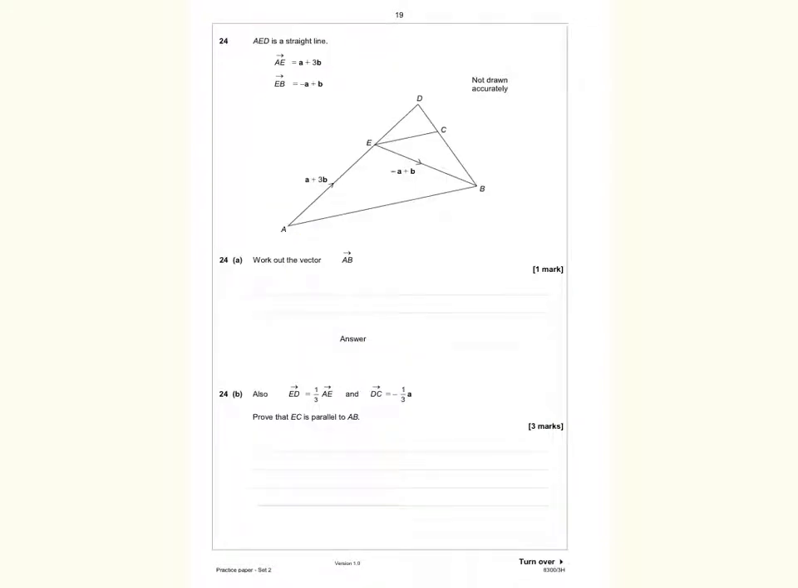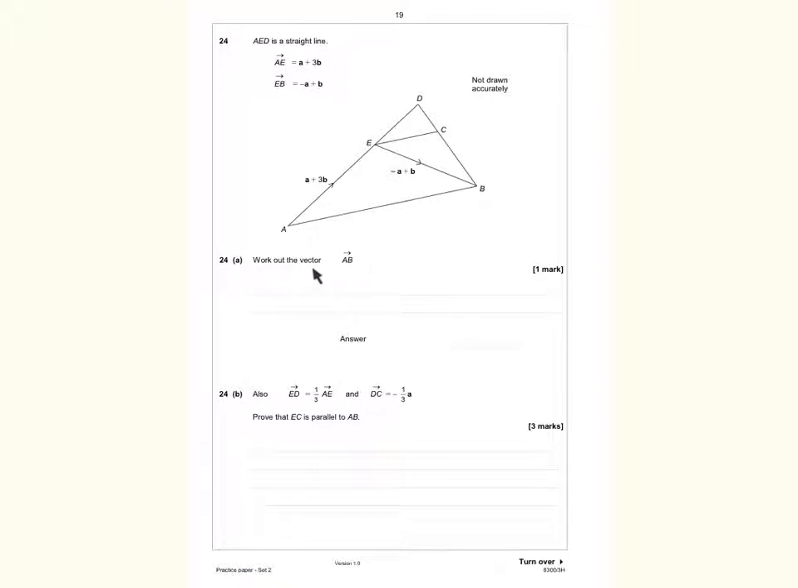Okay, question 24 now. We have AED is a straight line. AED is through here. AE is A plus 3B, and EB is negative A plus B. Now, this is different from how we've often seen it in the past, where each of the vectors defined will just have A or 2A or something in B, but it won't have both A and B. So it's a slightly different question here. It says work out the vector of AB.